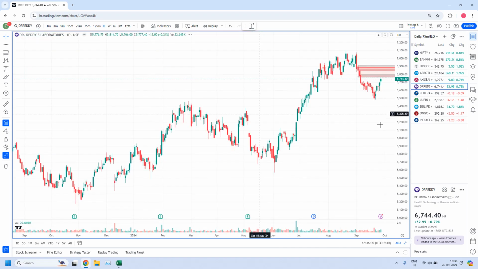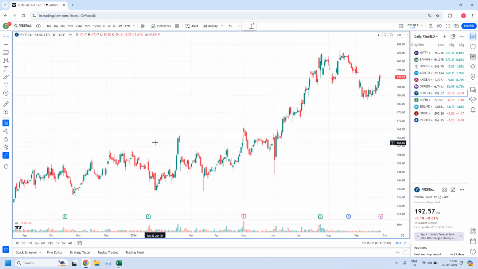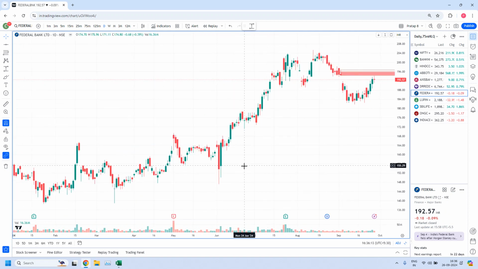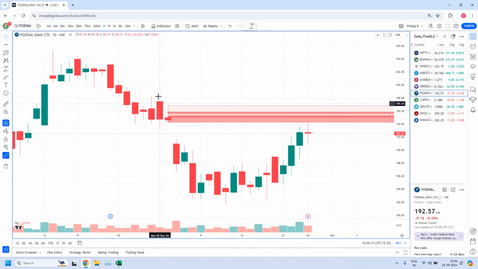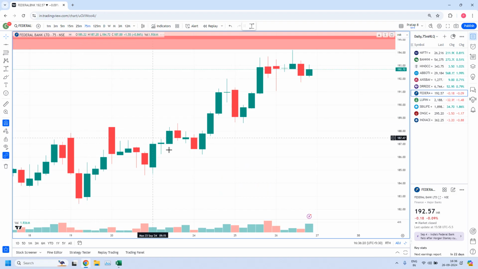And the next one is Federal Bank. This is also a daily high liquidity supply zone. We have a drop base drop. This is fine tuned with the 75 minutes time frame.